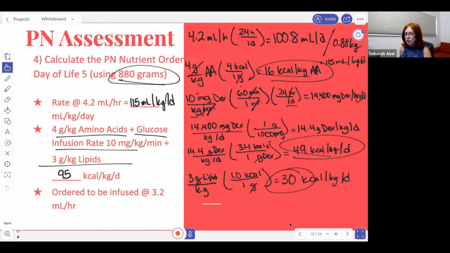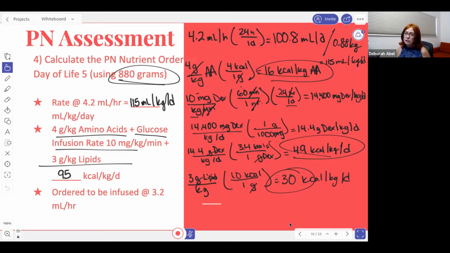And so that solution is put into a bag, and the bag is brought to the baby and hooked up with an IV going into the central vein. But then the physician actually needs to order an amount to be infused. So they make a decision not to infuse the full 4.2 mL per hour, but a different amount, for a variety of reasons.